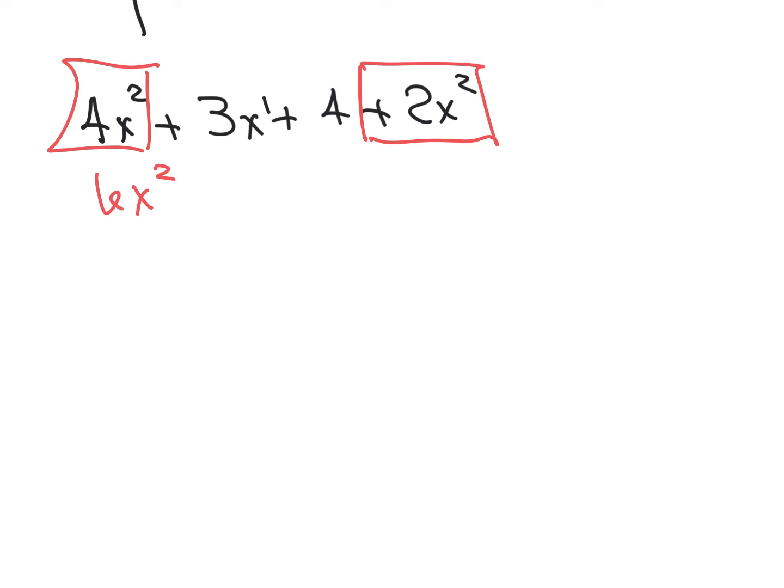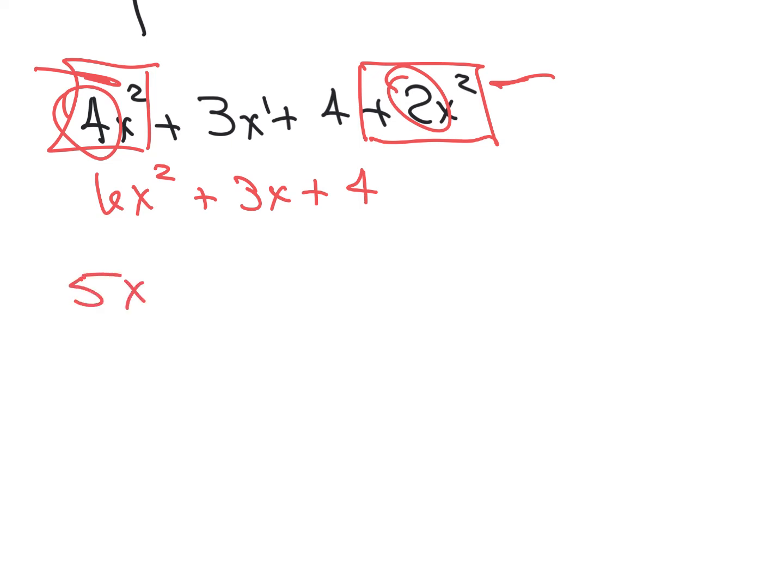So when you're adding, you only add the coefficients, the numbers in front of the variables. You do not do anything with the exponents. And then I write the rest as it is because there isn't anything else that is a like term. So that's my definition of like terms. So let's go ahead and look at the example they give.